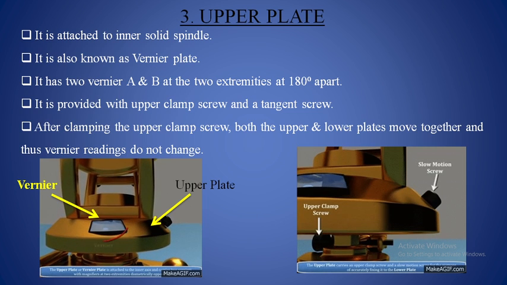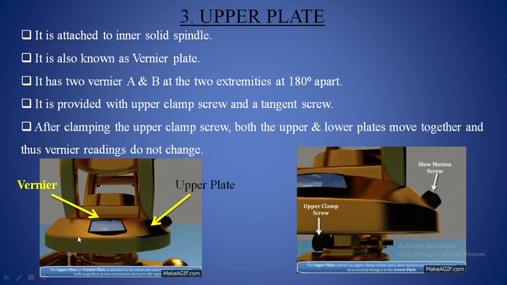So the next one is the upper plate. Here you can see this circular portion, this is called the upper plate. This will be attached to the inner spindle. It will be placed just above the lower plate.